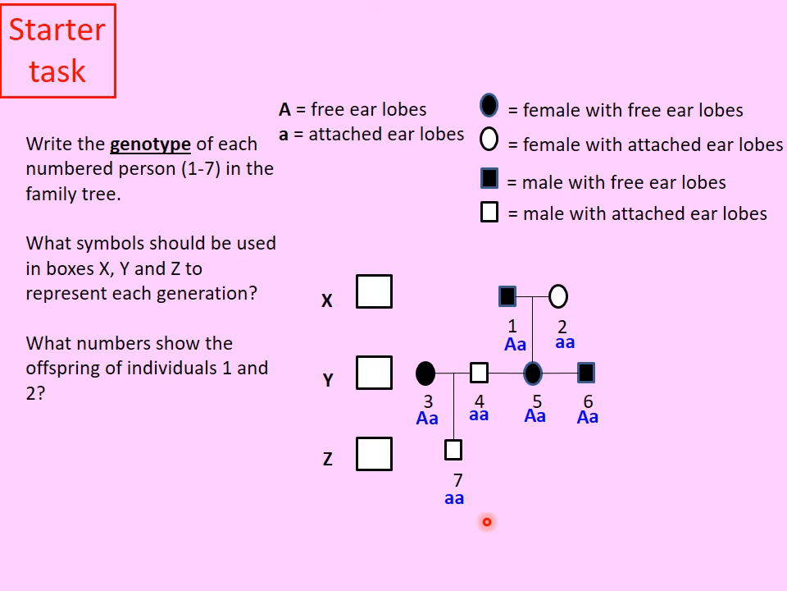And then thinking about what symbols go in these boxes: in X it would be P, in Y it would be F1, and in Z it would be F2. And then the final question: what numbers show the offspring of individuals 1 and 2? These 2 people went on to have children. The numbers that show their kids are 4, 5, and 6, not 3. Although 3 is in the same line, that's an individual that 4 has then gone on to have children with, but they aren't the offspring of 1 and 2.